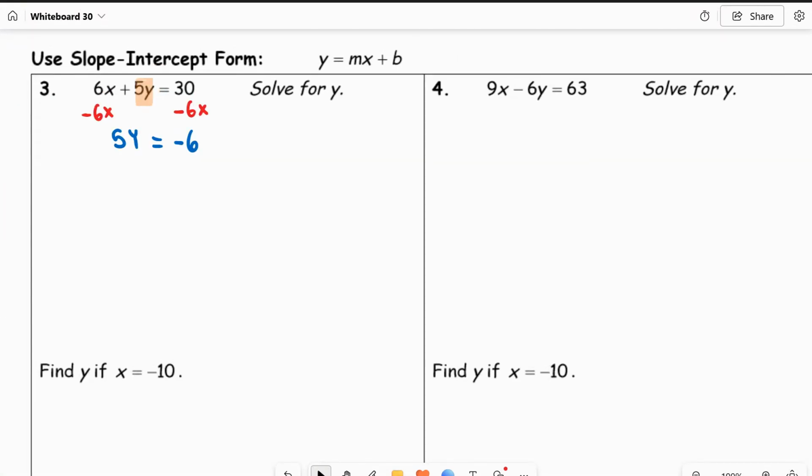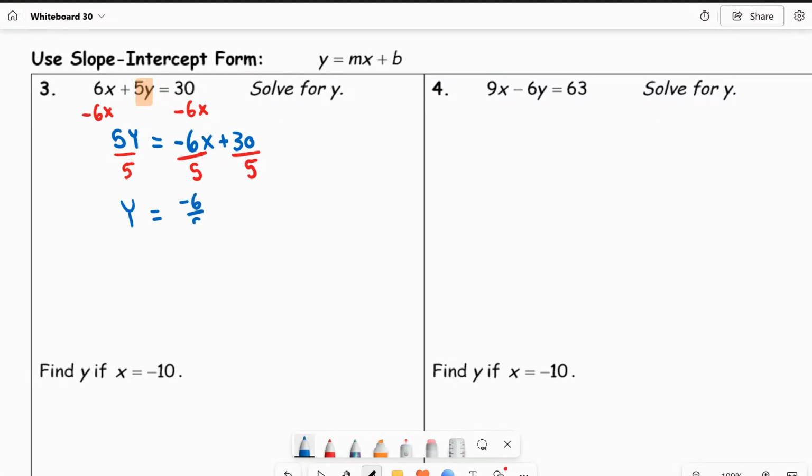Oops, let's get that lined up. Negative 6x plus 30. Okay, I'm still trying to solve for y, so let's move our 5 to the other side. 5 is a coefficient, so let's go ahead and divide 5 to the other side. And when dividing 5 to the other side, you have to divide each term by that number. So 5y divided by 5 is just going to give me y equals, I can just leave negative 6/5 x as a fraction, plus 30 divided by 5, which is 6.